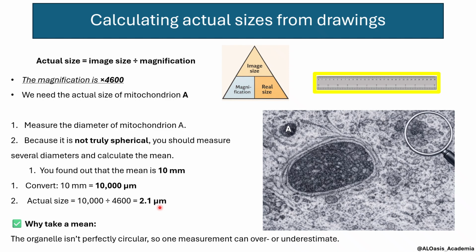You really need to understand that the reason we take multiple measurements for the diameter is because the structure is not perfectly circular, and therefore if you just take one measurement, it might give you an overestimate or an underestimate of the actual diameter. So always make sure that you take multiple values.